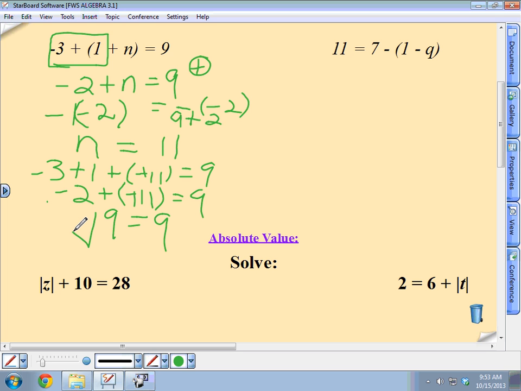Very good. Okay. Who hasn't gone yet? Linda. Danny. You haven't had a chance to have any fun? Let's see. 11 equals 7 minus 1 minus q. So very similar to this last problem, you can substitute something there. So there's some things that you can change. What do you see there that you might be able to change?